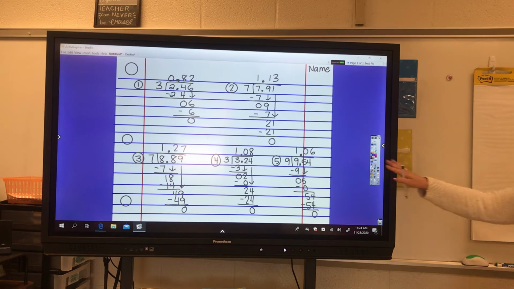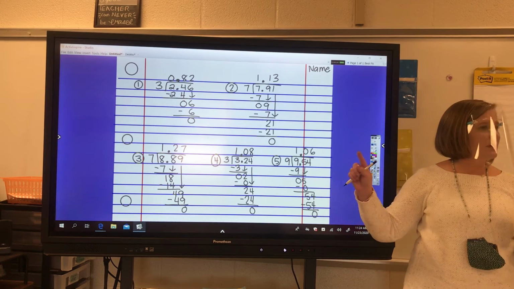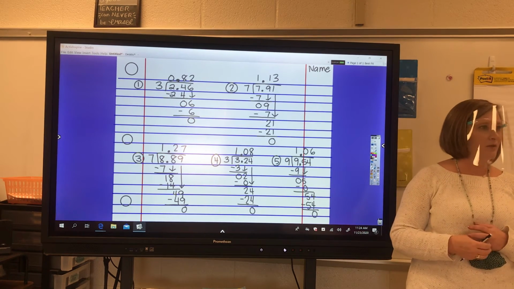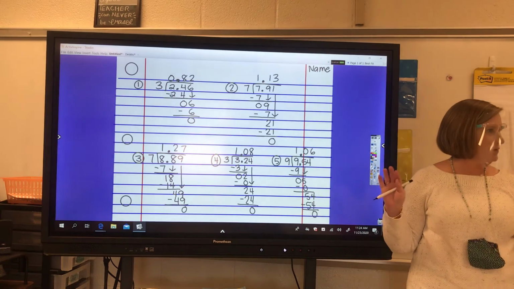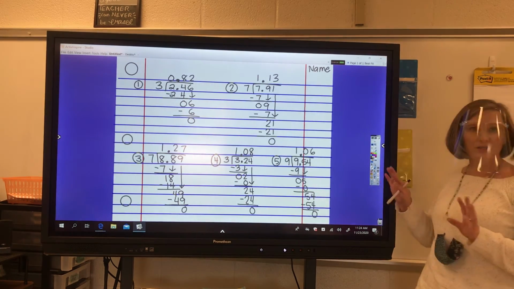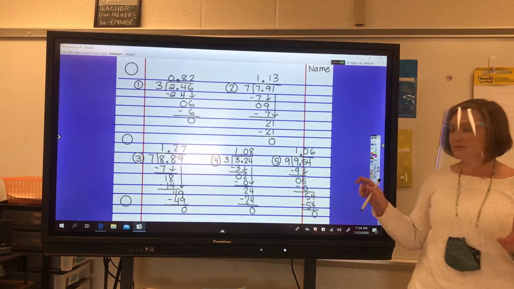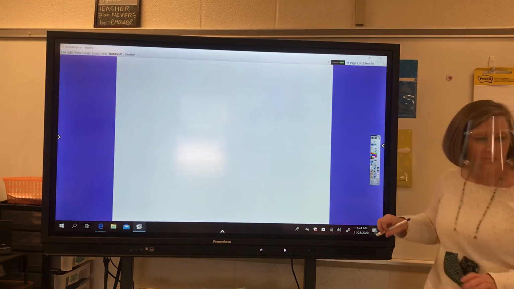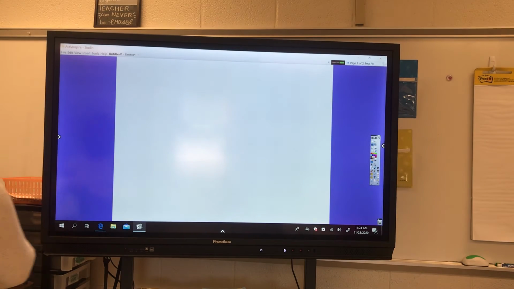All right, y'all, I did number 5, and I'm going to flip it, but it's not going to look like your paper anymore, because I'm not drawing those lines to make it look like your paper. Are y'all good with that? Okay, y'all get the gist of how your paper should look.